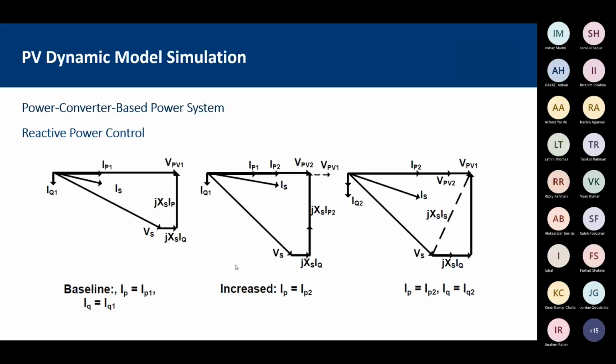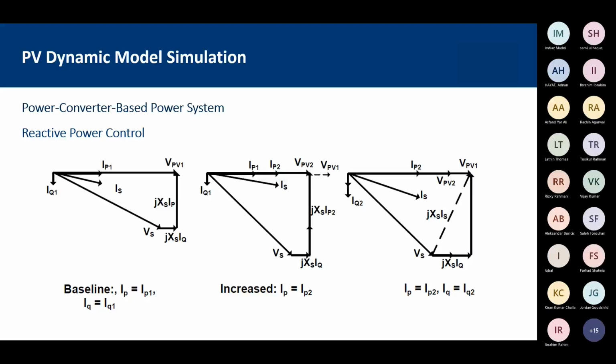So this is a phasor diagram again to show you the real and reactive power control in a PV inverter. We can see the size of the real current component. If it is increased to IP2, the size of the reactive current component IQ1 can be maintained.